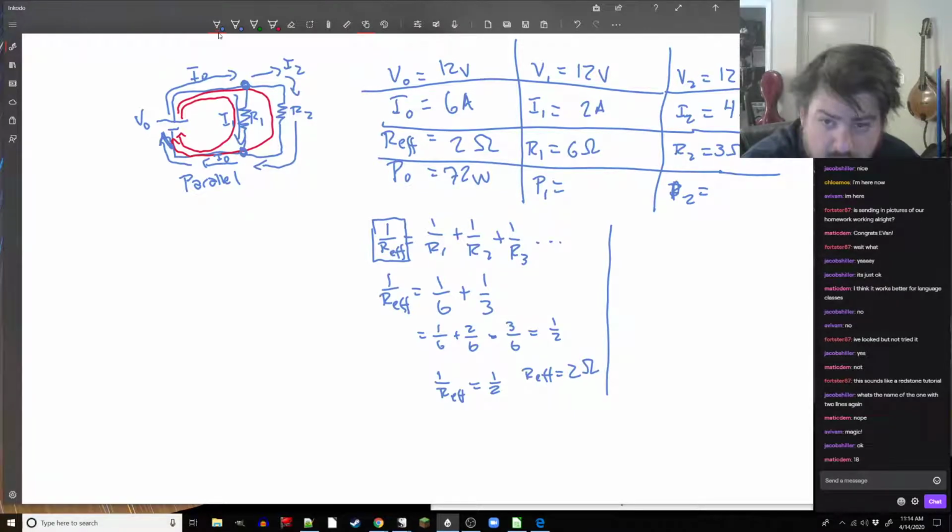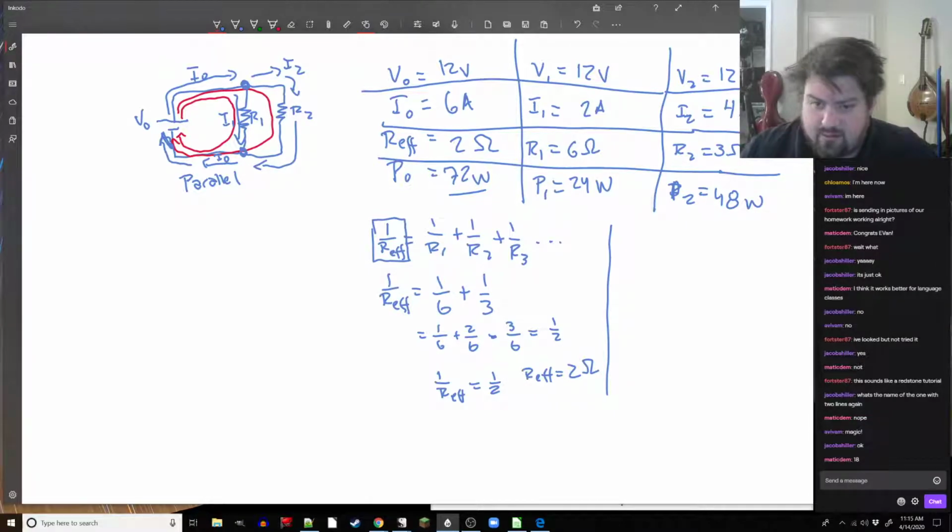Finally, the power dissipated, just P equals IV again. 2 times 12 is going to be 24 watts, so P equals IV. And then P equals IV again. 4 times 12 is going to be 48 watts. Remember, 48 plus 24 is going to be equal to 72, which is again the original power. So everything worked out, you guys. We all so happy.